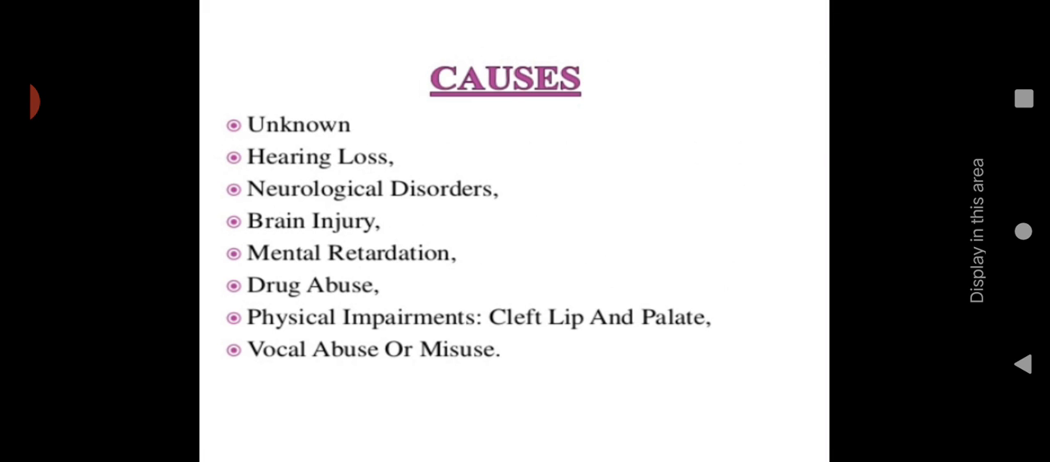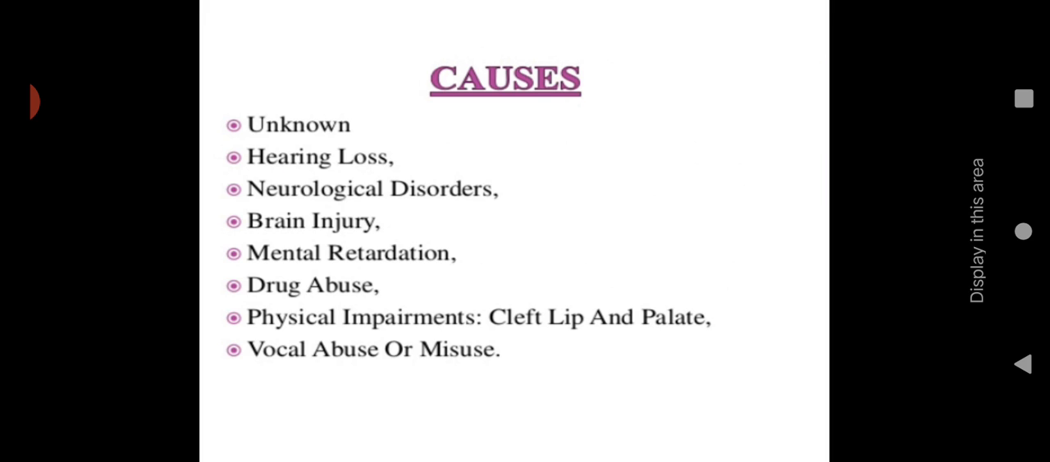Then we'll discuss the causes. What are the main causes of speech disorders? My primary factor is unknown. We have seen that in the introduction. It may be due to congenital defects or birth defects, or during the developmental period of the brain. Then hearing loss. Hearing loss also affects speech, because if you are not hearing, or if you can't understand people's voices, then it is very difficult to produce sound. So hearing loss is also a cause for speech disorder.